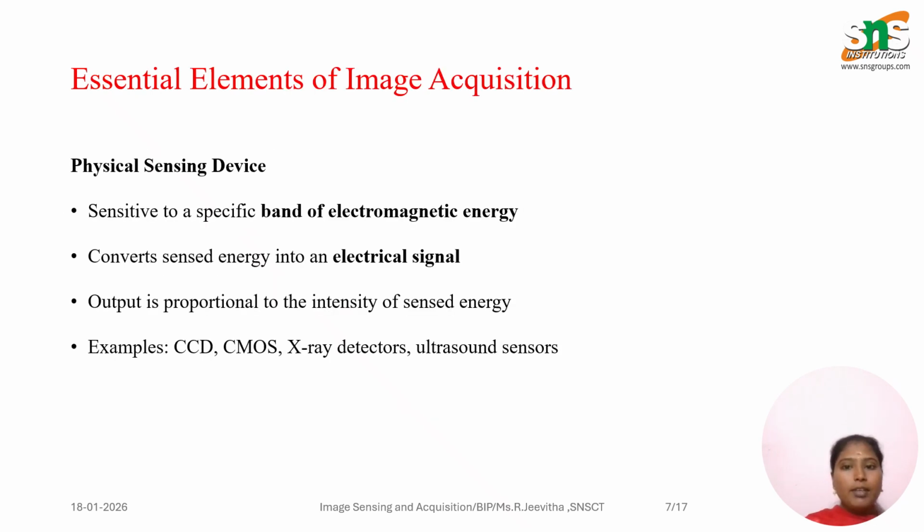The physical sensing device is the heart of image acquisition. It is sensitive to a specific band of electromagnetic energy. It converts the sensed energy into an electrical signal. The output signal is proportional to the intensity of the energy received. Examples include CCD and CMOS sensors in cameras, X-ray detectors in radiography and ultrasound sensors.